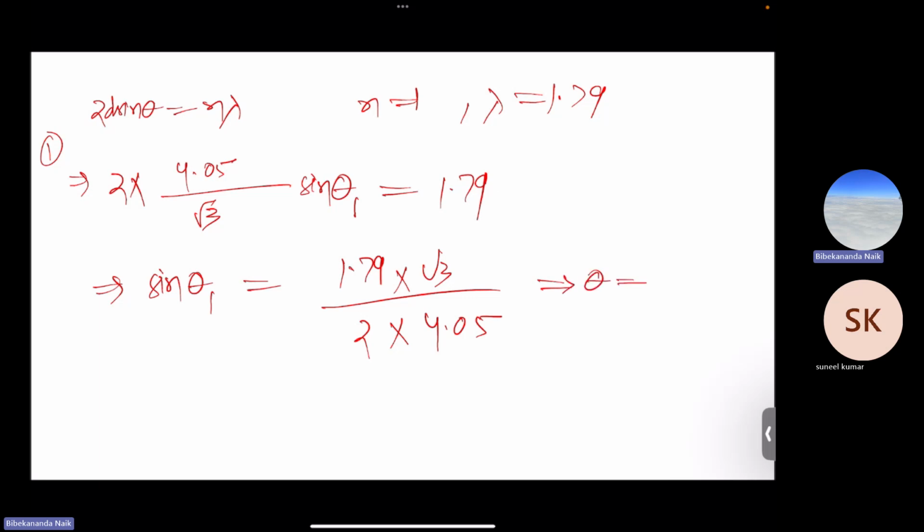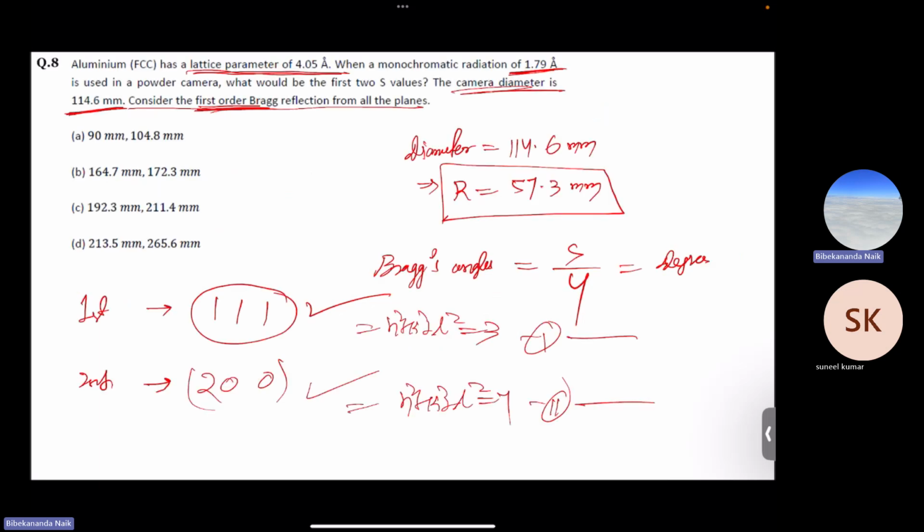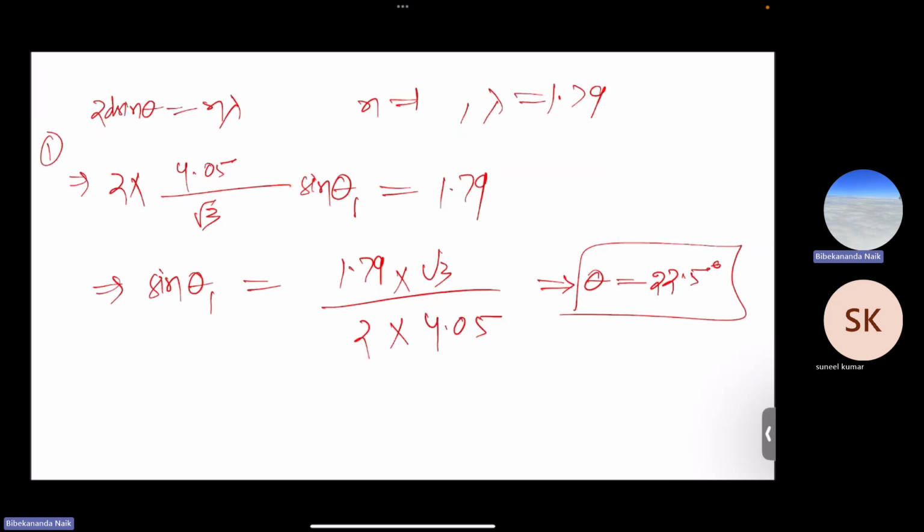This will correspond to theta equals 22.5 degrees. But if you see, the Bragg angle will be S by 4, so S will be 4 into theta. Here theta 1 is 22.5, so S will be 4 theta 1 in mm. So it will be 22.5 into 4, that is 90 mm. So this is the value of S1.